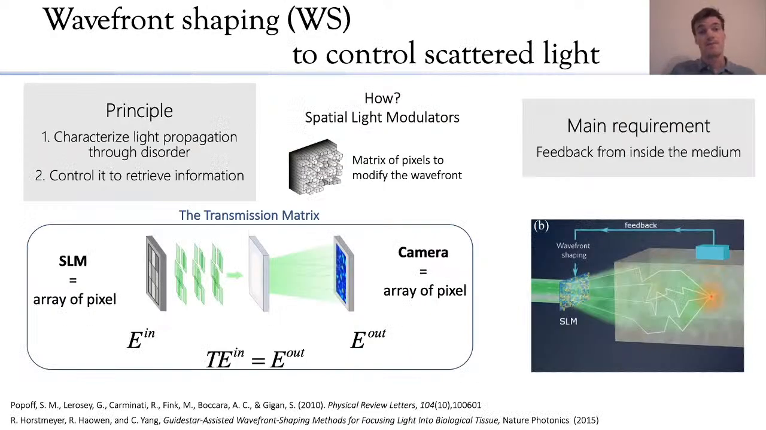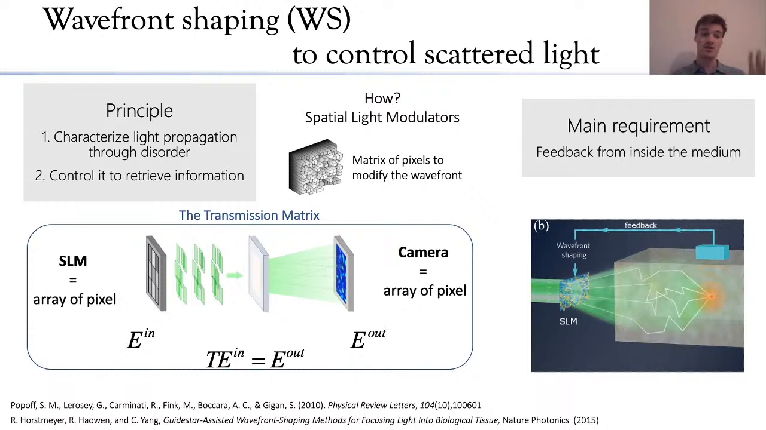The idea was to develop wavefront shaping techniques. In wavefront shaping, the idea is to characterize how light propagates through the medium, and then use this characterization to either control light or retrieve information at depth. The device you use here is a spatial light modulator, a matrix of pixels that can be used to locally change the optical field. Here I just want to present a simple approach, the transmission matrix technique, where you measure the transmission matrix, which is the signature of the medium.